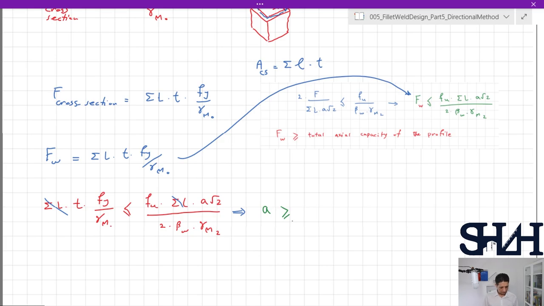From here I can calculate the minimum throat thickness of the weld. So it will be, I want to write down like what we had, 2 times beta W divided by square root of 2. I use this, this, this one, and this one, and then gamma M2 divided by gamma M0. I use this and this, and then Fy divided by Fu times T. This is how, for example, in the SSAB manual, it has been calculated. We can just have it also here, equation 3.24.